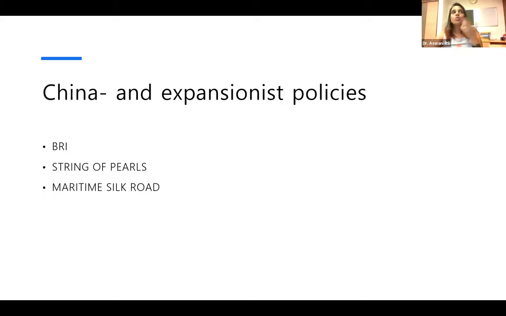Though China says, listen, guys, we're not doing this with any strategic interest in mind. We're just doing it for our energy security, for our trade and our commerce. But the regional community, the regional players, the regional powers and the global powers are not very convinced about the Chinese perspective towards doing all these developments.